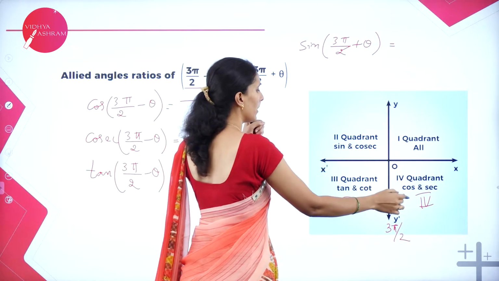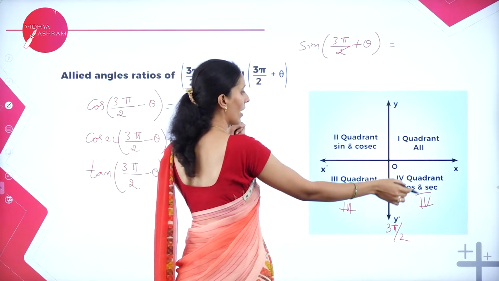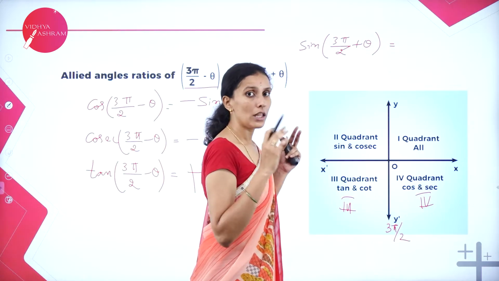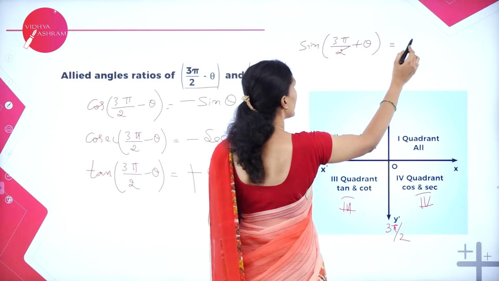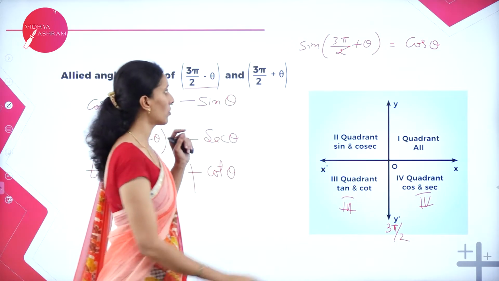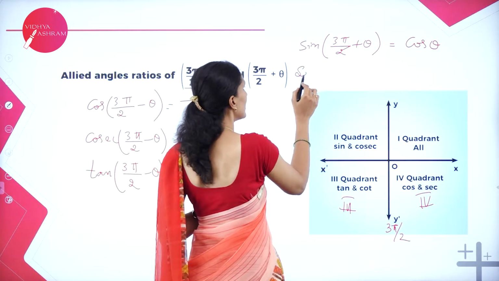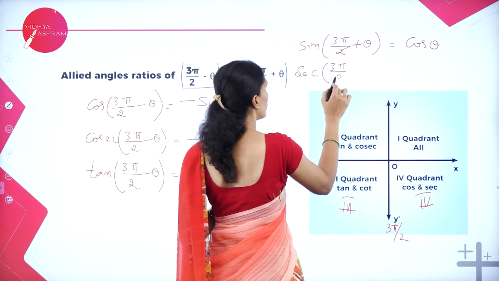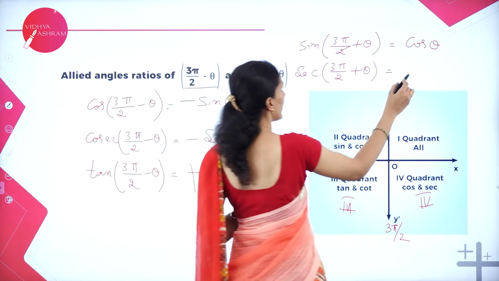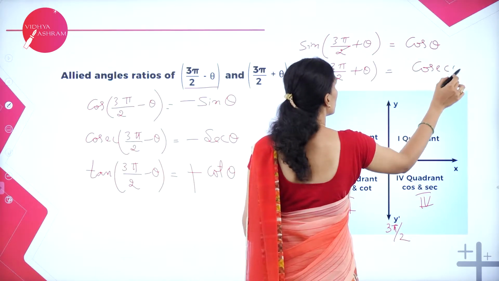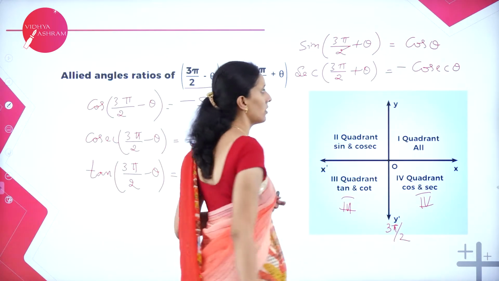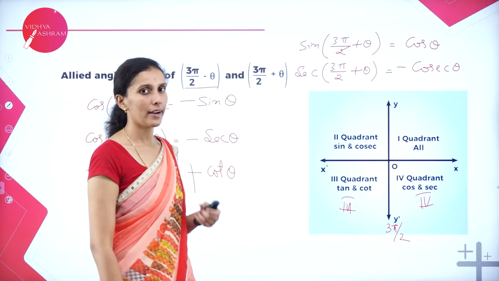So sin of 3 pi by 2 plus theta means it lies in the fourth quadrant. In the fourth quadrant, cos and secant are positive, all others are negative. So here I can write it as cos theta, because cos is positive in the fourth quadrant. If I take it as secant of 3 pi by 2 plus theta, the function changes to cosecant theta. But what is the sign of cosecant? It is negative. So therefore, it is negative cosecant theta.